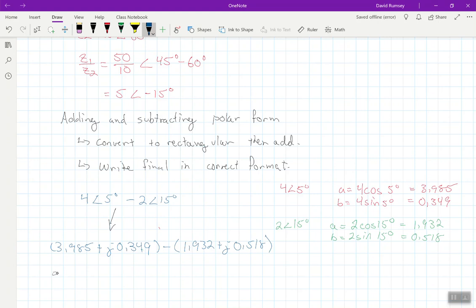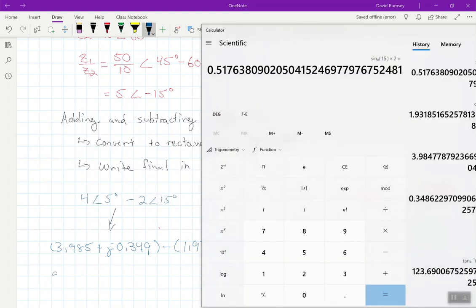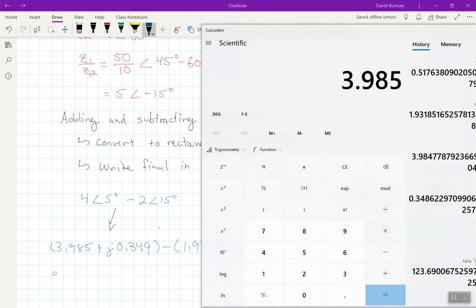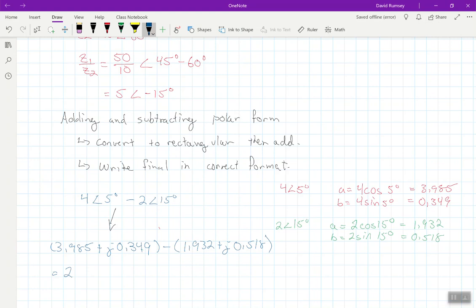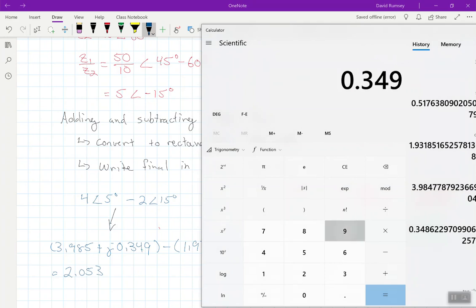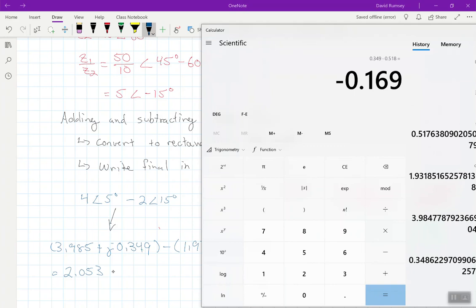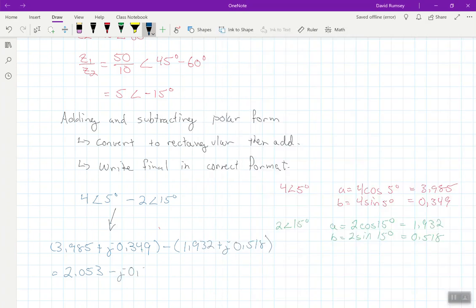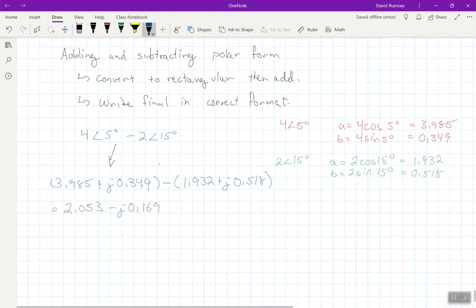And then doing that arithmetic, what was it, 1.932? I get 2.053 minus j 0.169. And now if the answer didn't care what form, if it said in rectangular form, I'd be done. If it wanted polar, I would convert this to polar. So let's go ahead and convert it to polar as well.